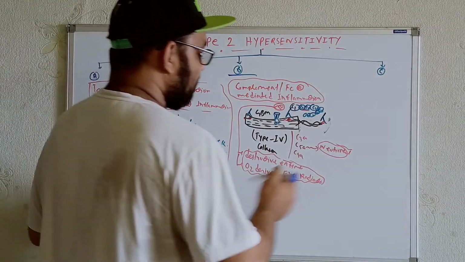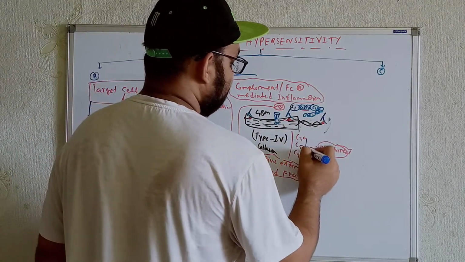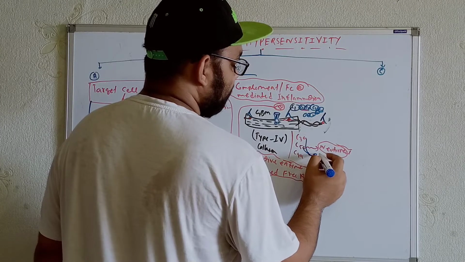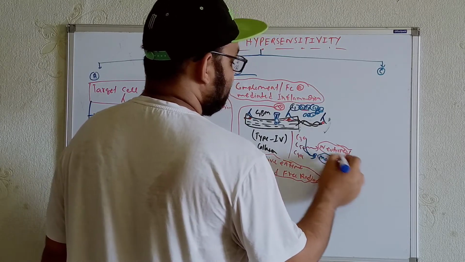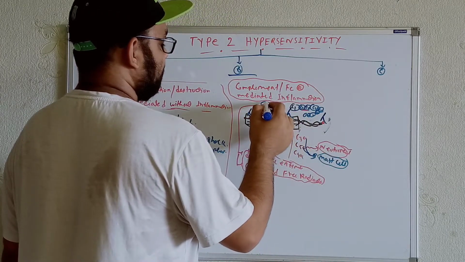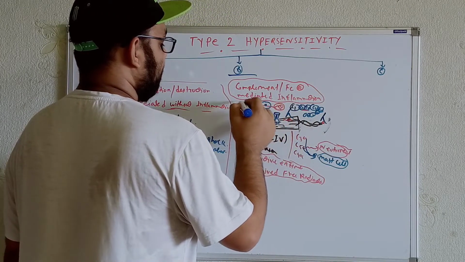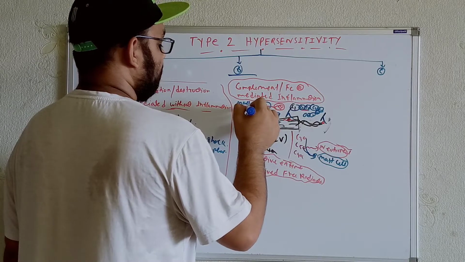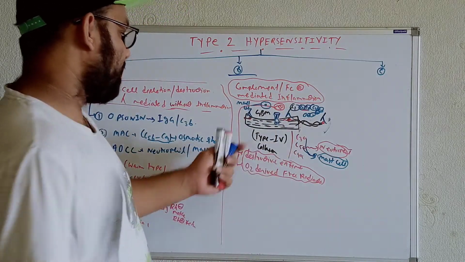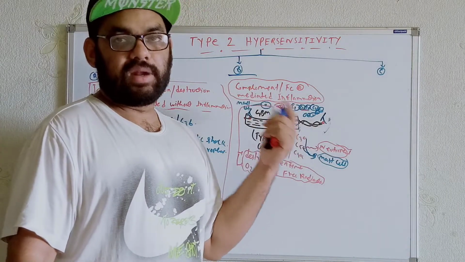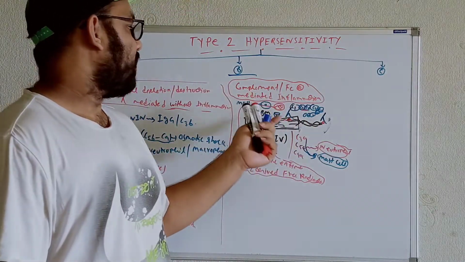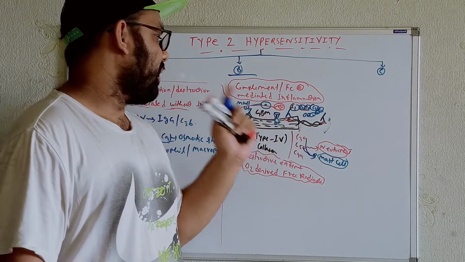Along with that, C3a and C5a, both of them are chemotactic factors for the mast cell. So we will also see the arrival of mast cells in these regions. For example, this is the mast cell. We will get the neutrophils and the complement system. As a result, we can see there is inflammation. So we can say complement or FC receptor mediated inflammation in these cases.